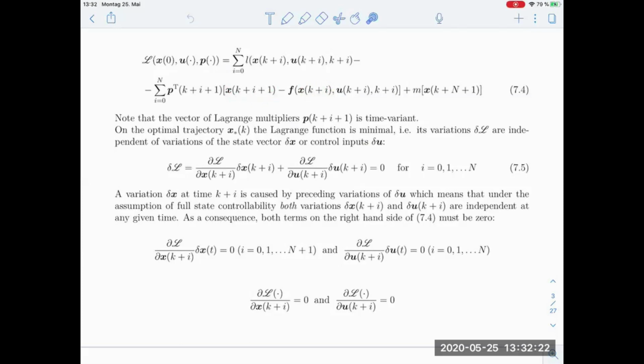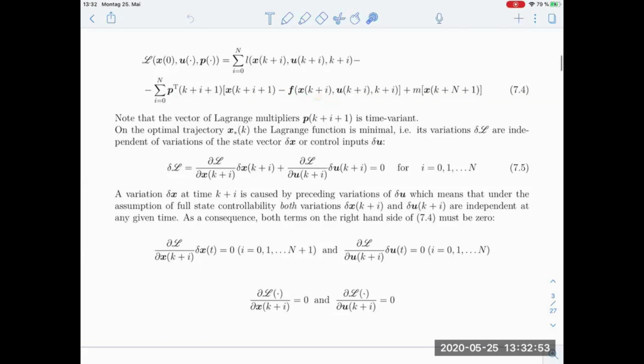The derivative of x_{k+i+1} with respect to x_{k+i} is 0. That will drop out. And we'll get the derivative df(x_{k+i})/dx_{k+i}, which is multiplied by p transpose_{k+i+1}, right? That term here is treated as a constant when we differentiate with respect to x_{k+i}.